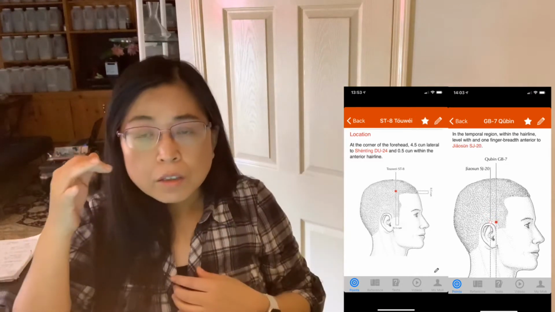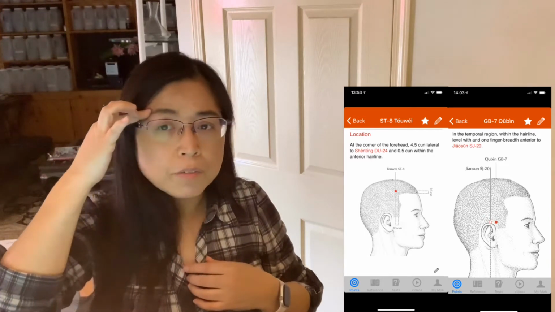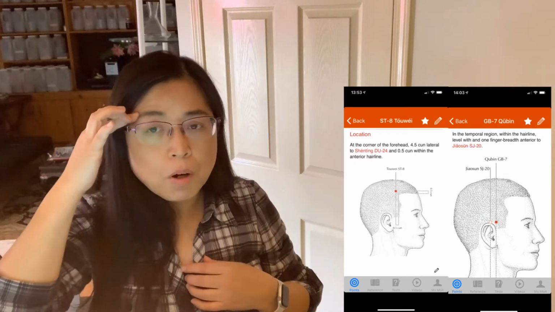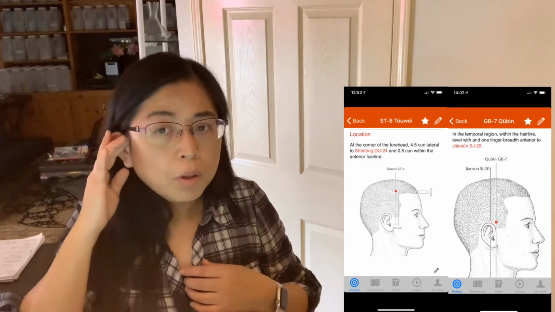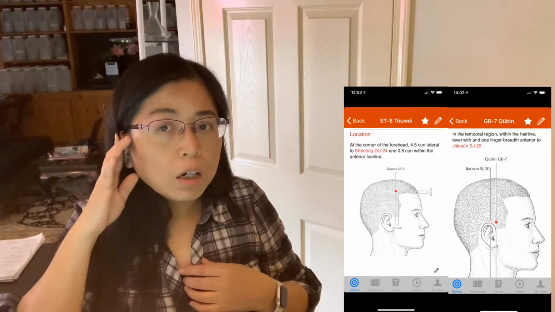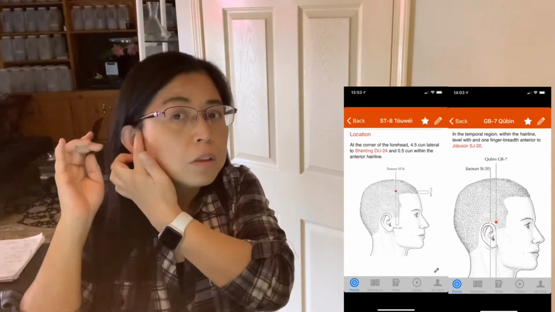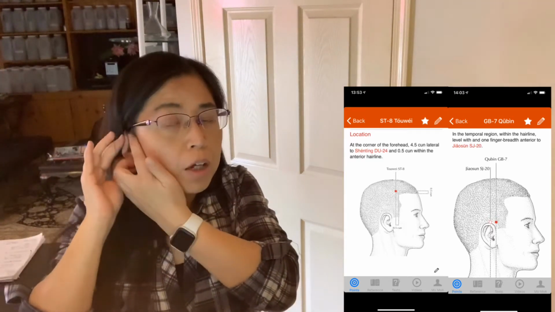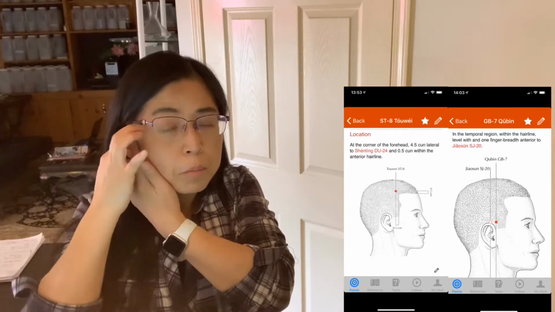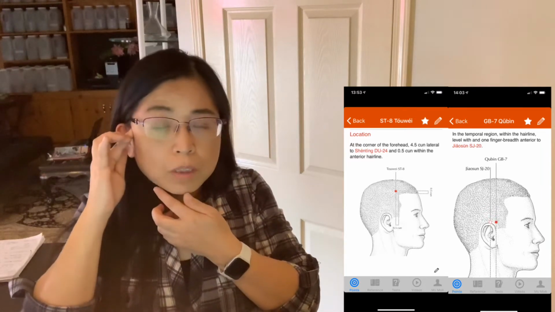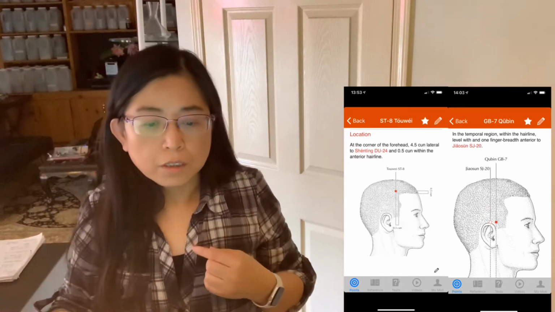Some people have a very tight line between the end of the eyebrow to the anterior of the ear, like 1 finger breadth anterior of the apex of the ear. Then some people have that tight string. Then work on that one for releasing the migraine.